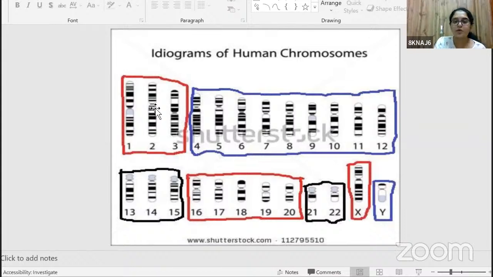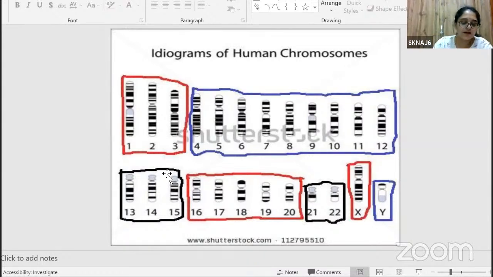And then from 4 to 12, 4 and 5 come under group B. Group C is 6 to 12, and the X chromosome also belongs to group C. Group D is around 13 to 15. Group E is 16 to 18. Group F is 19 and 20. Group G is 21, 22 and Y. That is what is being given over here, so let us follow what is there in your textbook.